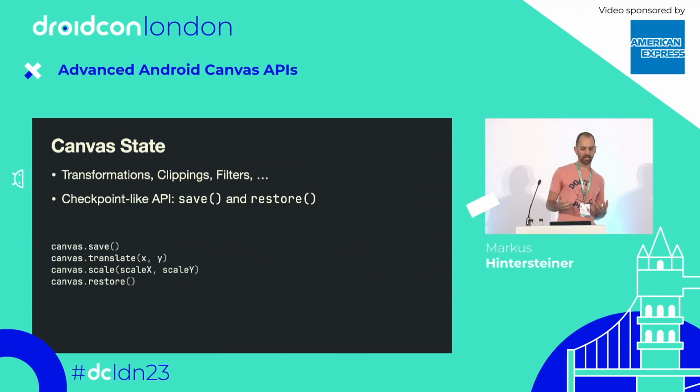To better manage this canvas state, there is even a checkpoint-like API. Maybe you've seen this one: canvas.save and restore. There are also a few variants of those. They allow you to have a checkpoint and go back in time. In this code example, we have a canvas.save call, followed by translate and a scale. So we change the state of the canvas. Now we could either reverse those operations or simply call canvas.restore. This discards the scale and translate operations, and we get back to the state as it was at the point we called .save.